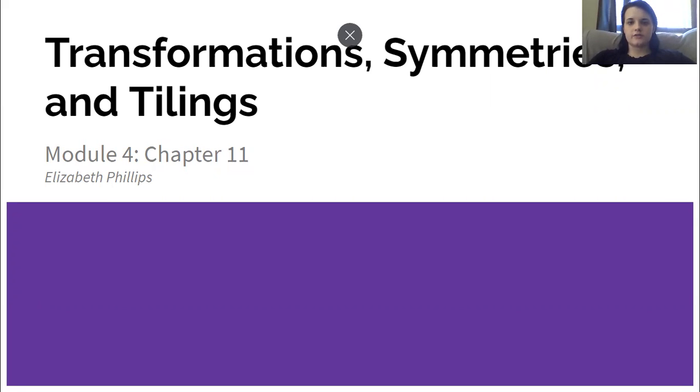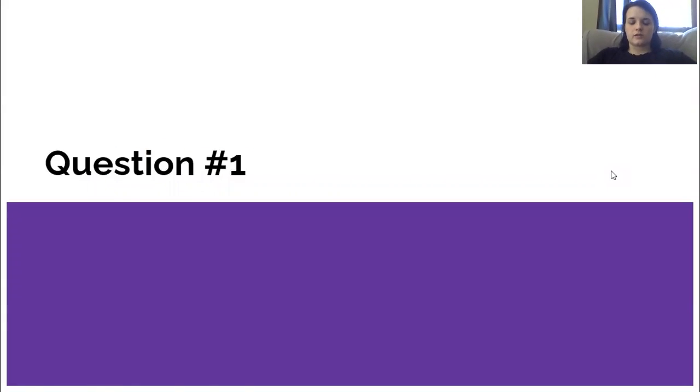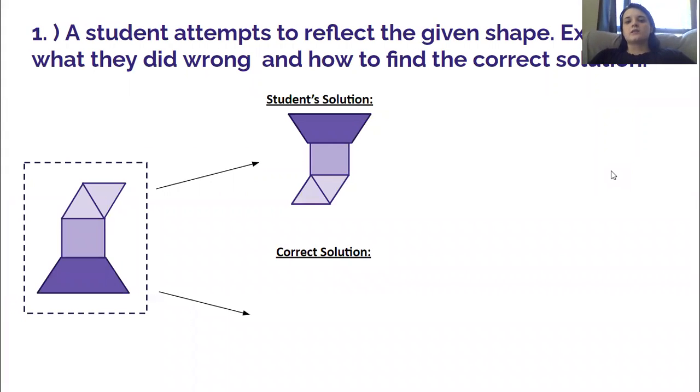We're going to talk about transformations, symmetries, and tilings. And this is Module 4, Chapter 11. So first off, we're going to start with question number 1. A student attempts to reflect the given shape.